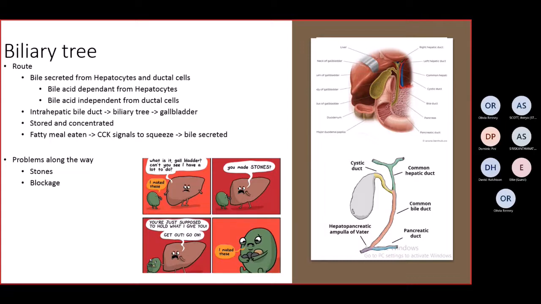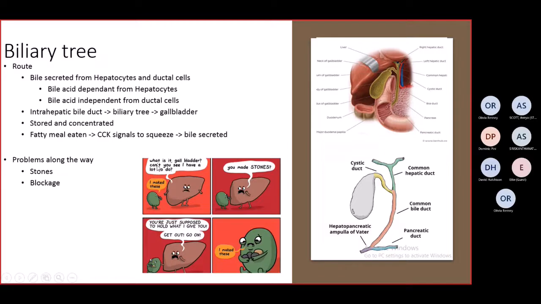So what is in bile exactly? You've got your bile acids, cholesterol, phospholipids, and bile pigments, which consist of your bilirubin and biliverdin that we're going to come on to later, plus some water and some electrolytes. Now the bile acid dependent parts of your bile are going to come from your hepatocytes, and the bile acid independent parts, which are the alkali components, are going to come from your ductal cells.